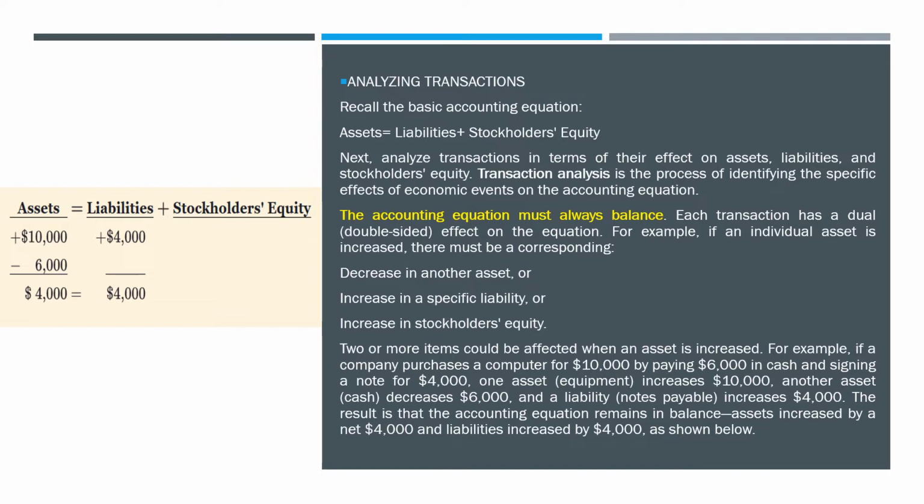For example, if a company purchases a computer for $10,000 by paying $6,000 in cash and signing a note for $4,000. One asset, equipment, increased $10,000. Another asset, cash, decreased by $6,000, and a liability, notes payable, increased $4,000. The result is the accounting equation remains in balance. Assets increased by net $4,000 and liability increased by $4,000. Okay, as shown.